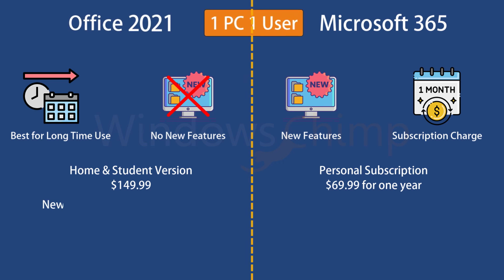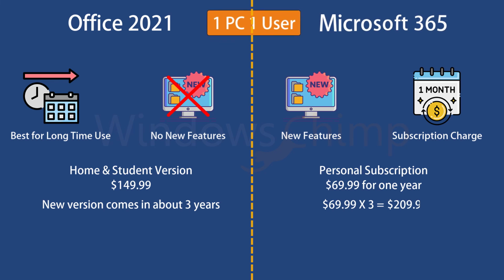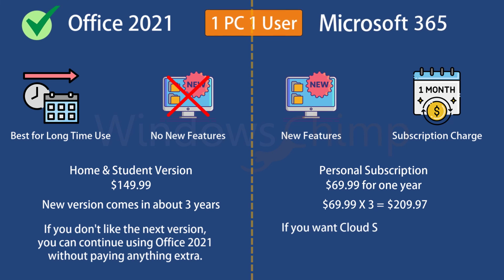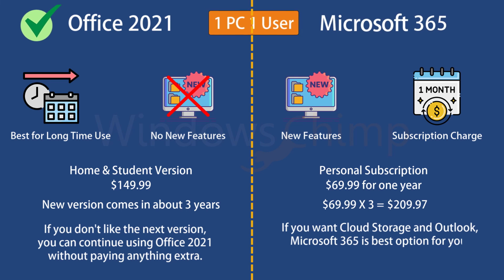Microsoft is releasing a new version of Office in about 3 years. So with Microsoft 365, you'll have to pay about $210, assuming the subscription charge won't change, which is much higher than Office 2021. Plus, if you don't like the next Office version, you can continue using Office 2021 without paying anything extra. But if you want cloud storage and Outlook also, then Microsoft 365 is the best option for you.